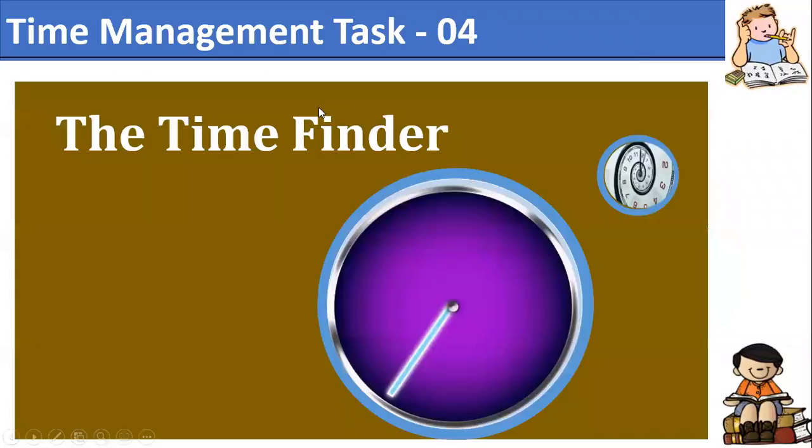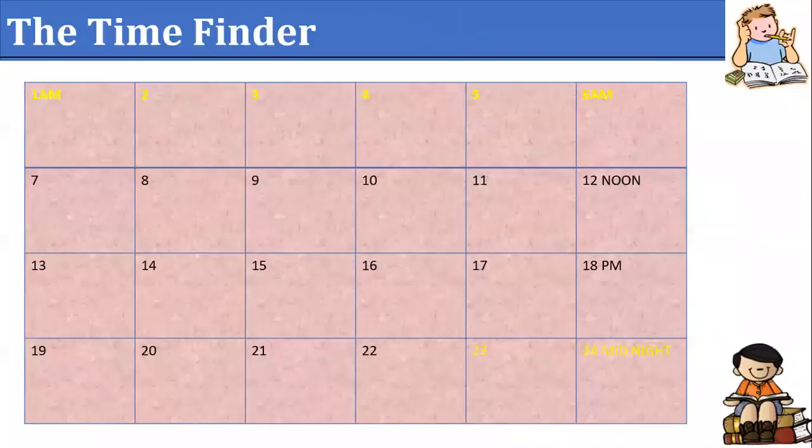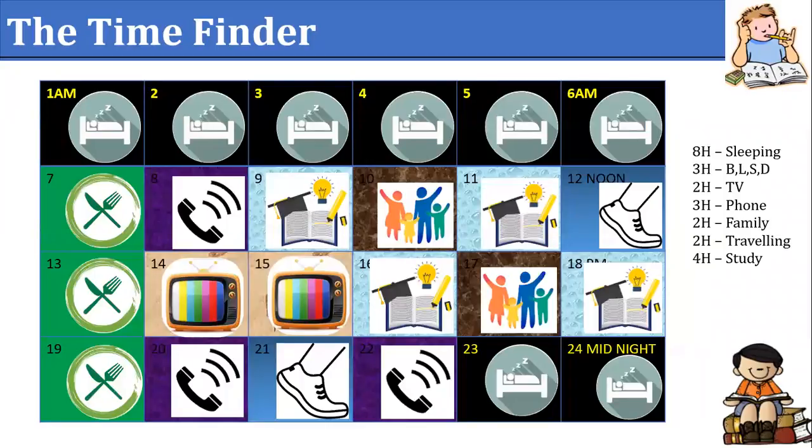A sample, graphically, actually. Here you need to show, in this time-finding activity, a list of all the activities, or graphically represent how you spend your time throughout the day. Okay, this is your squares, 24 squares. Then we can divide into two parts here, as if you are doing full-time study, and if you are working individually. So we can divide into two main parts. Okay, so I will show you one.